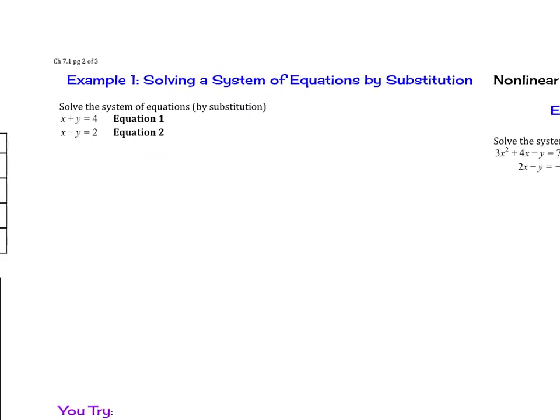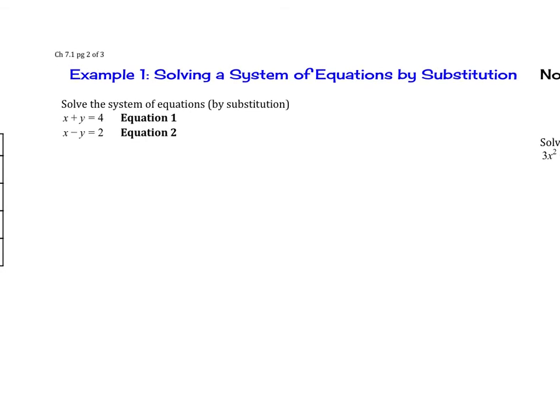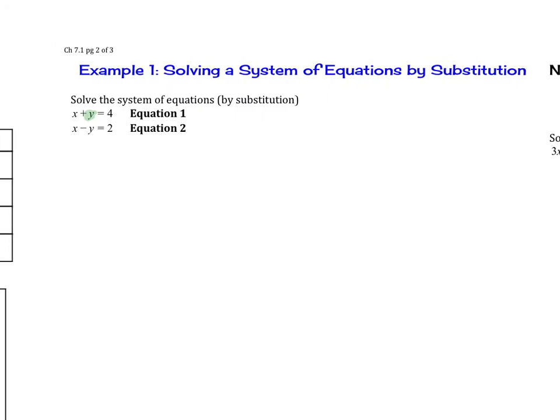Now let's solve a system of equations by substitution. Substitution means we're going to replace something for something else. So what we want to do is first isolate one of the variables. Let's work with these equations. We can isolate y here by subtracting x. My first equation is x plus y equals 4, and then I'll subtract x. So I have y equals 4 minus x.